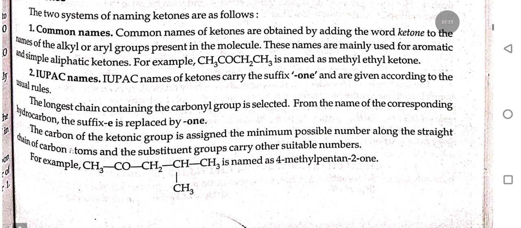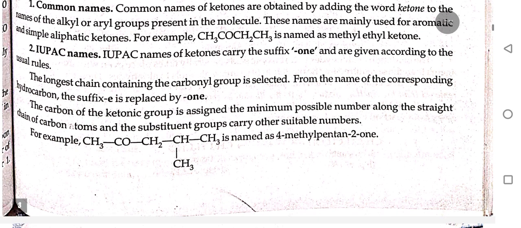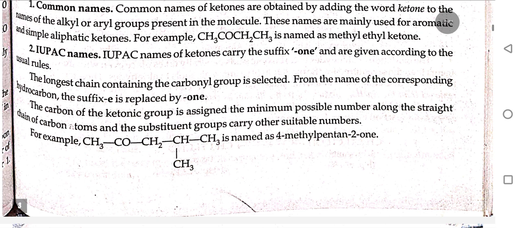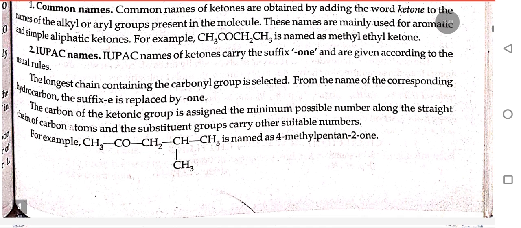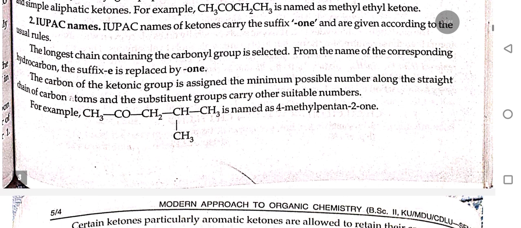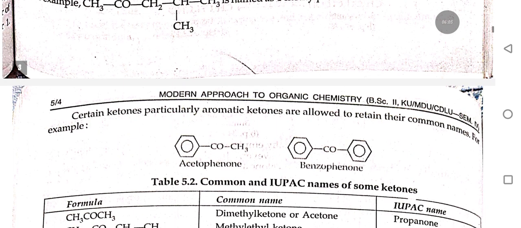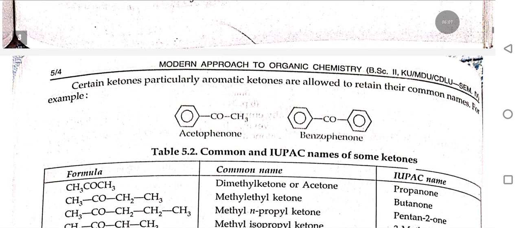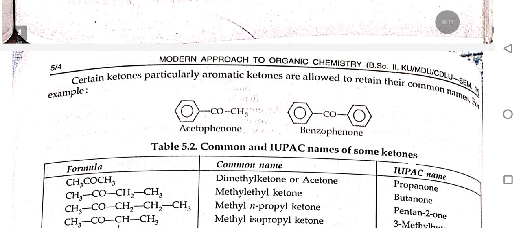IUPAC name. IUPAC names of ketones carry the suffix -one and are given according to the usual rules. The longest chain containing the carbonyl group is selected. From the name of the corresponding hydrocarbon, the suffix -e is replaced by -one. The carbon of the ketonic group is assigned the minimum possible number along the straight chain of carbon atoms, and the substituent groups carry other suitable numbers. For example, this compound is named 4-methylpentanone. Certain ketones, particularly aromatic ketones, are allowed to retain their common names. For example, acetophenone, benzophenone.